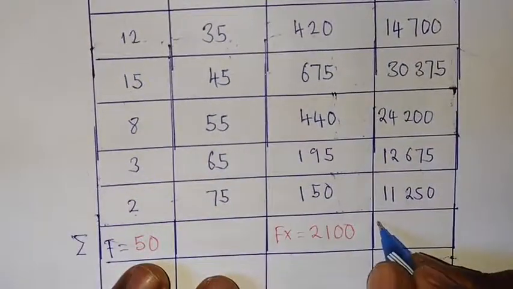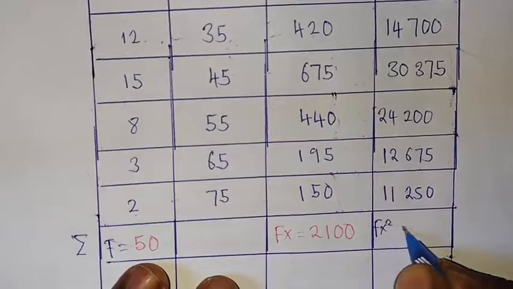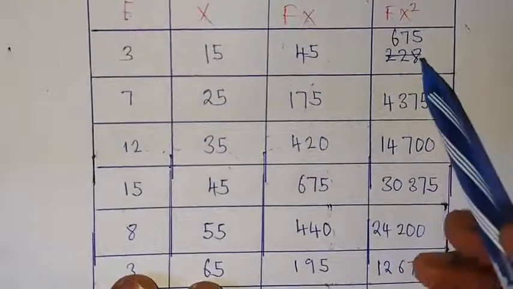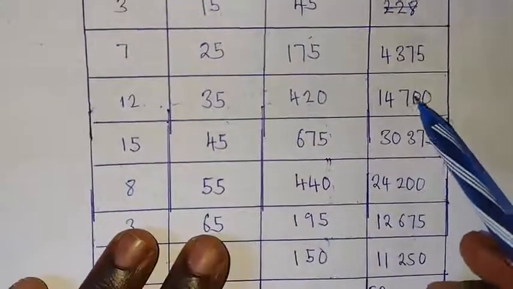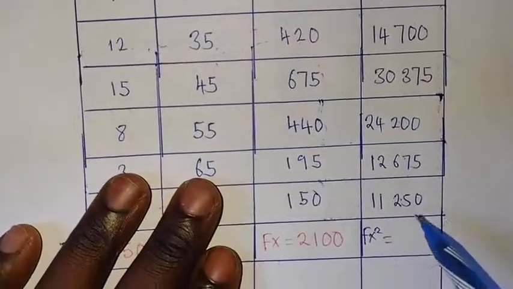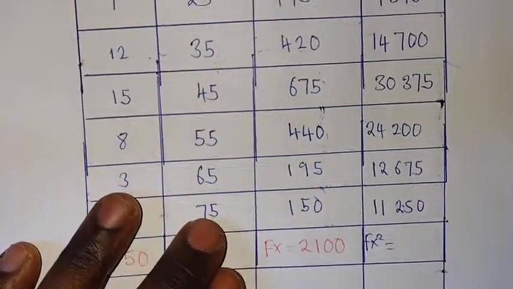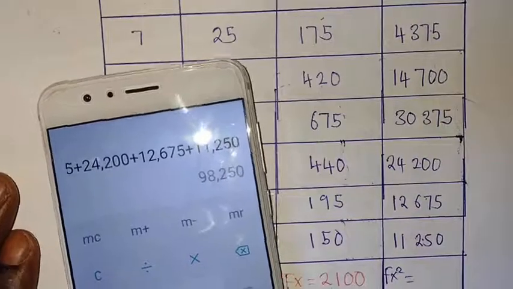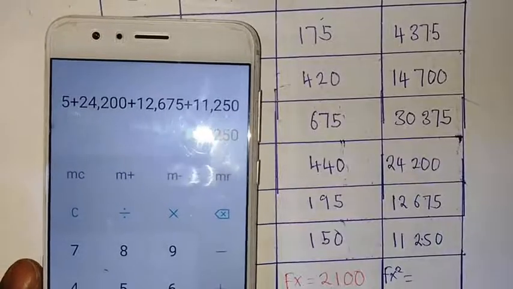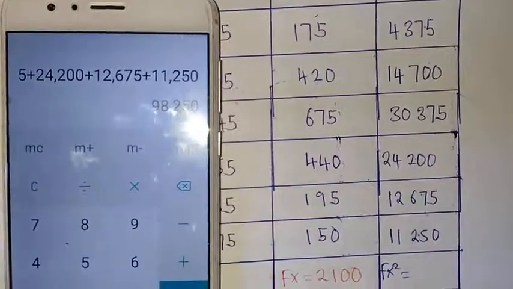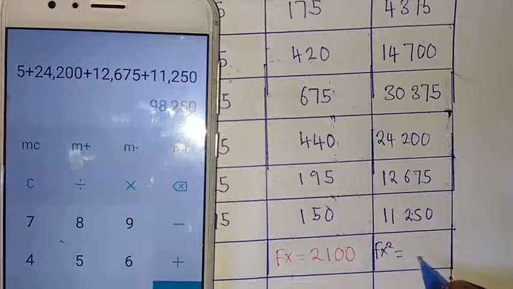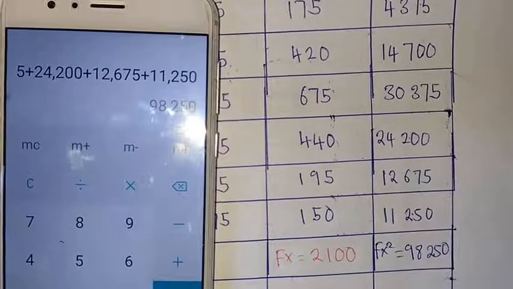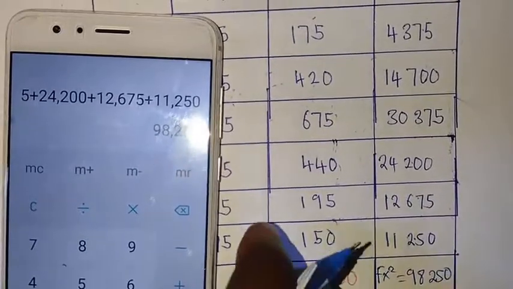Right here, we need to find the summation of fx squared. So we need to add all these values, okay? Starting from 675 plus this, this one, this one, this one, and this one. Then we write our answer right here. Once you add all those values, this is what you get: 98,250. I hope it's clear.